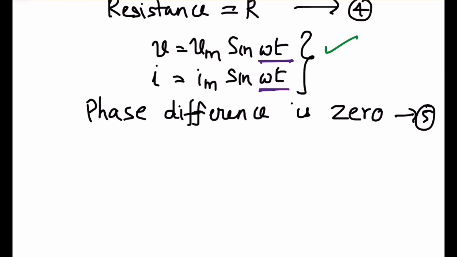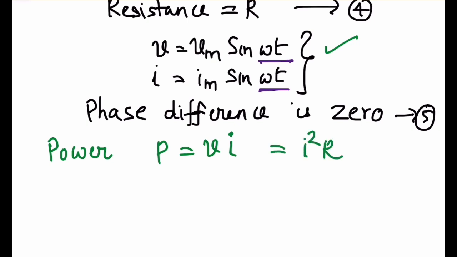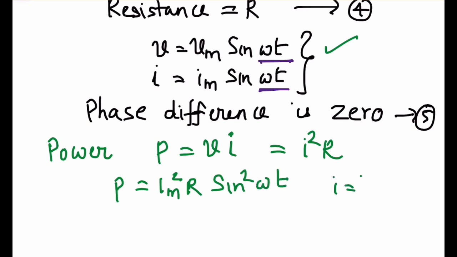We all know power P is equal to V into I. So that is also equal to I square R. You know that formula. So you can write P is equal to Im square sin square omega t. How? Because I is equal to Im sin omega t. Therefore, in place of I, if you substitute this, you will get Im square sin square omega t, and it is multiplied with R.